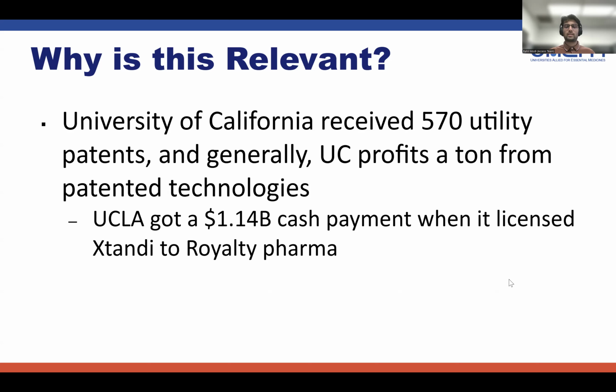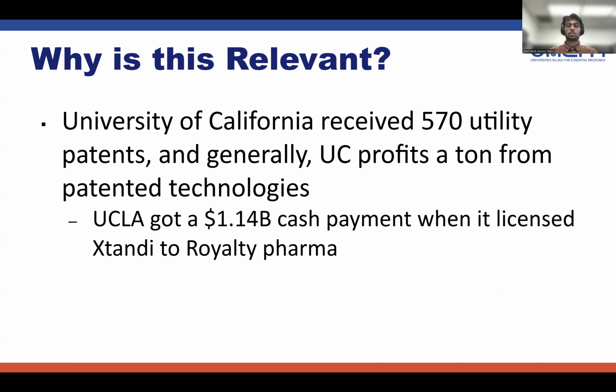So the big question is, why is this relevant to us specifically? The University of California system received 570 utility patents, and generally speaking, the University of California profits a lot from patented technologies, and pretty much all research, most if not all research at the UC system is funded by the government.